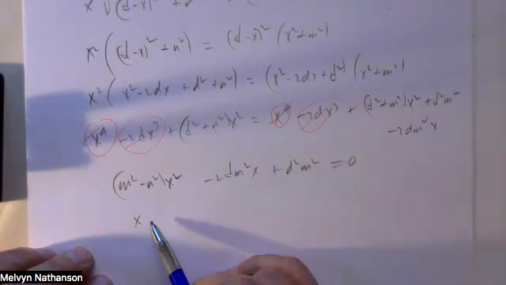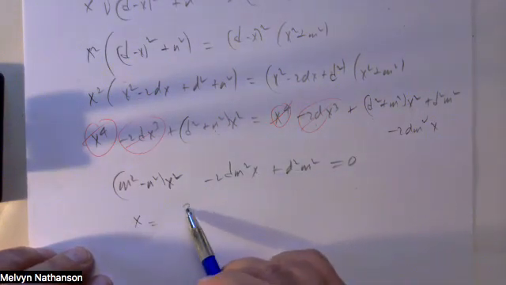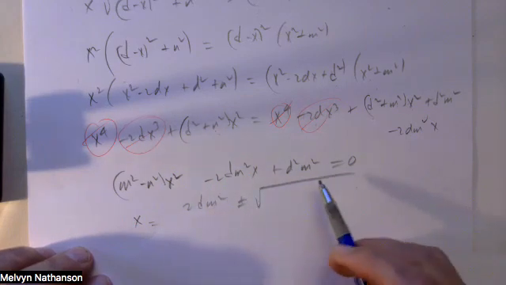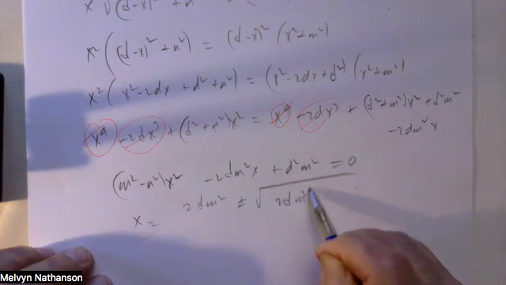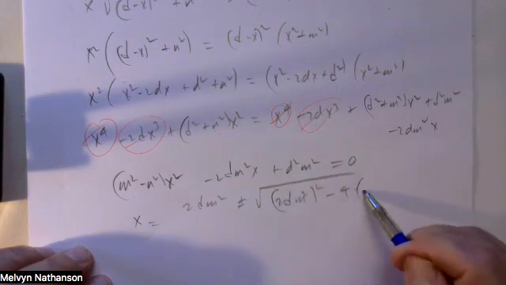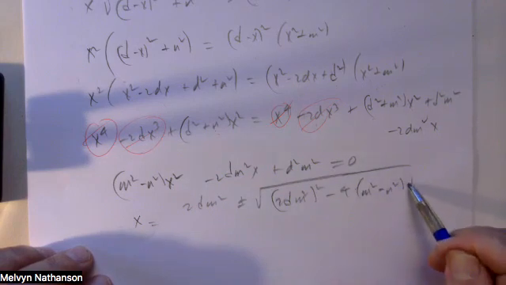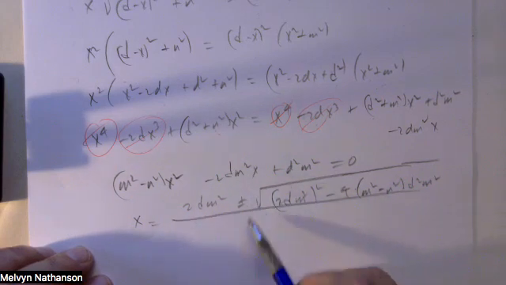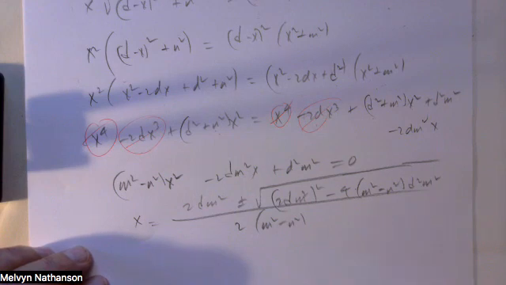So by the quadratic formula, x is equal to minus b plus or minus the square root of b squared minus 4ac, over 2a, over 2 times (m squared minus n squared). Well, that's the answer.